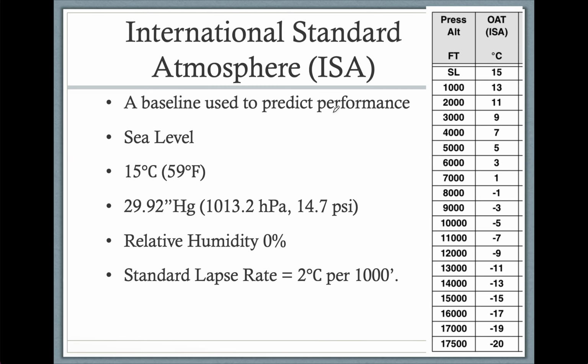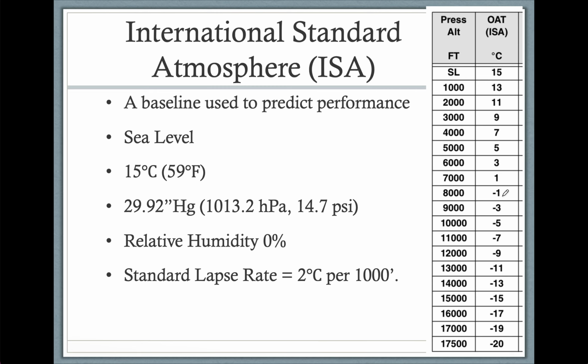And this is also based off of the standard lapse rate of 2 degrees Celsius per 1,000 feet. So if you remember this from our weather chapters, the standard lapse rate, if you go up 1,000 feet, the temperature is supposed to drop 2 degrees Celsius. And this is pretty standard up until about the tropopause.